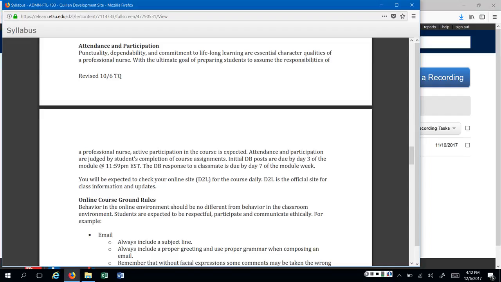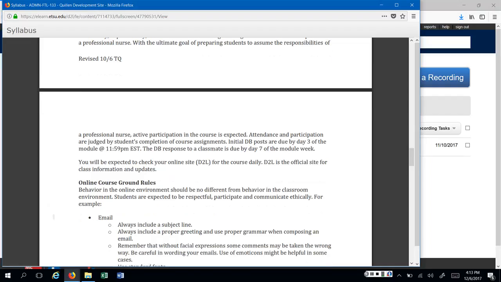Attendance and participation are judged by the student's completion of course assignments. Initial discussion board posts, and you will have discussion boards in this course, are due by day 3 of the module at 11:59 p.m., and that is Eastern Standard Time. Then your discussion board response to a classmate, which you are required to do each week, is due by day 7 of the module, and that is also by 11:59 p.m. Eastern Standard Time. We do ask that you check your online course at least daily, just to make sure that we haven't posted any class information or updates or anything like that.